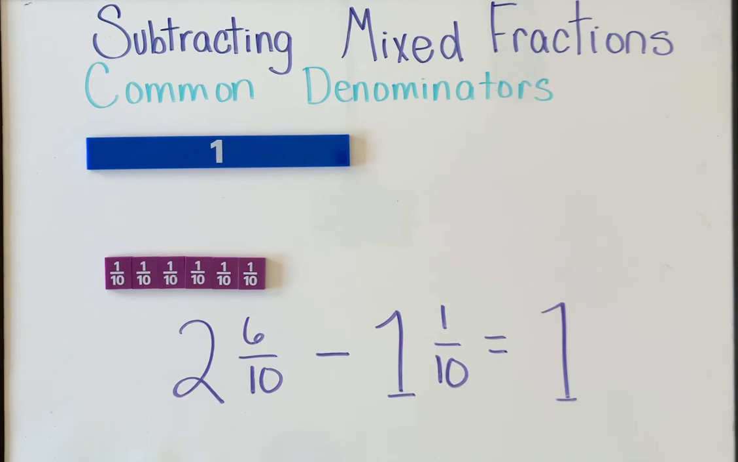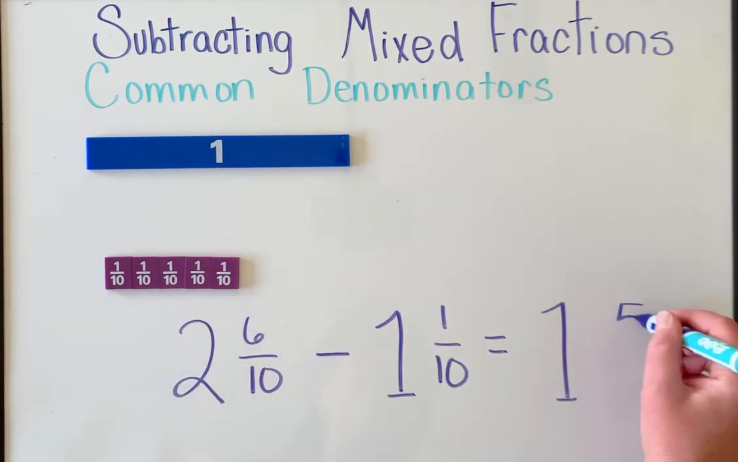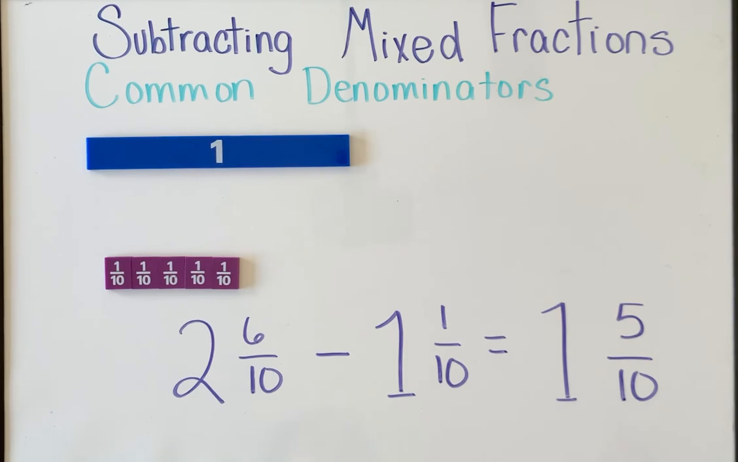Now let's look at our fractional part. Here I have 6/10. I only need to take away 1/10. Do I have enough fractional pieces there? There's 6 of them. Do I have enough to take one away? And the answer is yes. So if I take one away, that leaves me with 5/10. And this is our answer. We can simplify this because if you understand that 5 is half of 10, we know that that is equivalent to 1/2. So I could also say that I have 1 1/2 left.